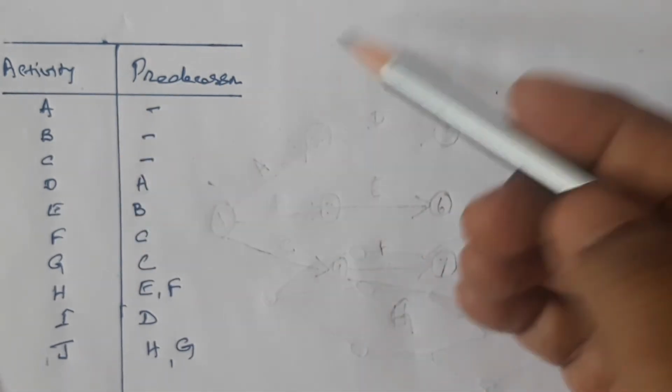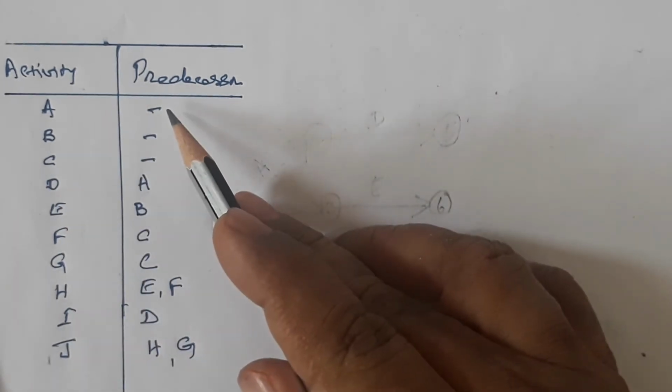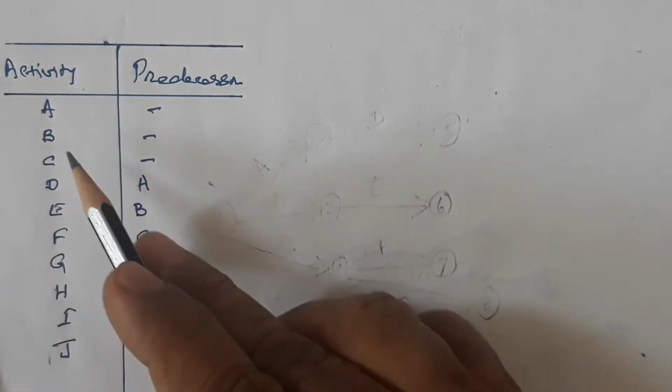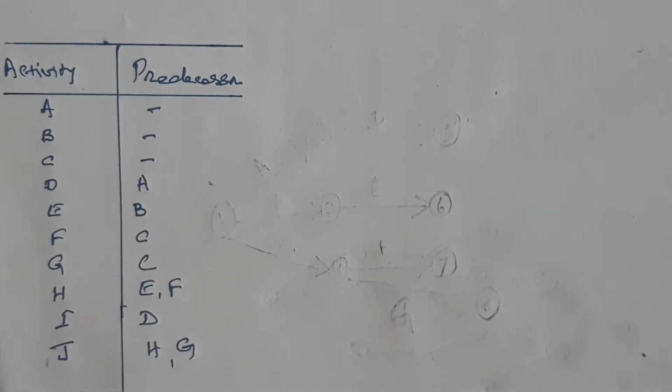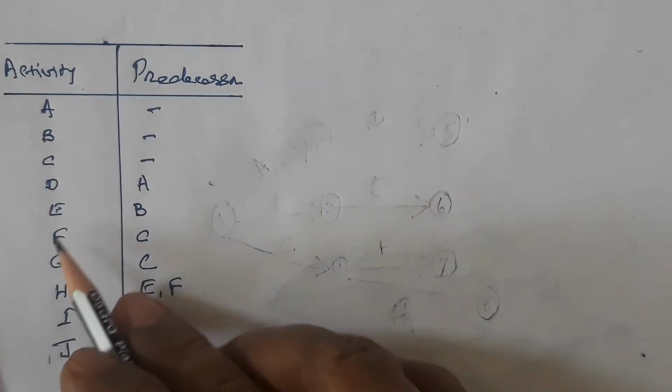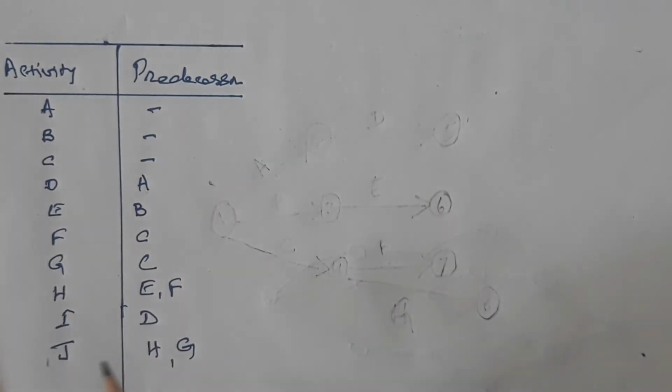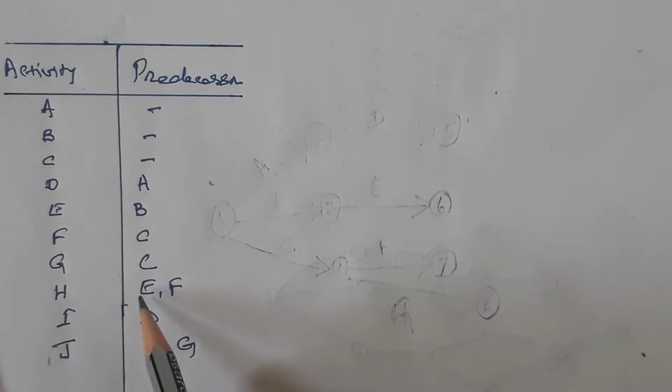A, B, C are independent activities because there is no predecessor for them. It means straight you can start A, straight you can start C. But D is dependent on A, E is dependent on B, and so on and so forth. H is dependent on E as well as F. So unless E and F are completed, you cannot start H.